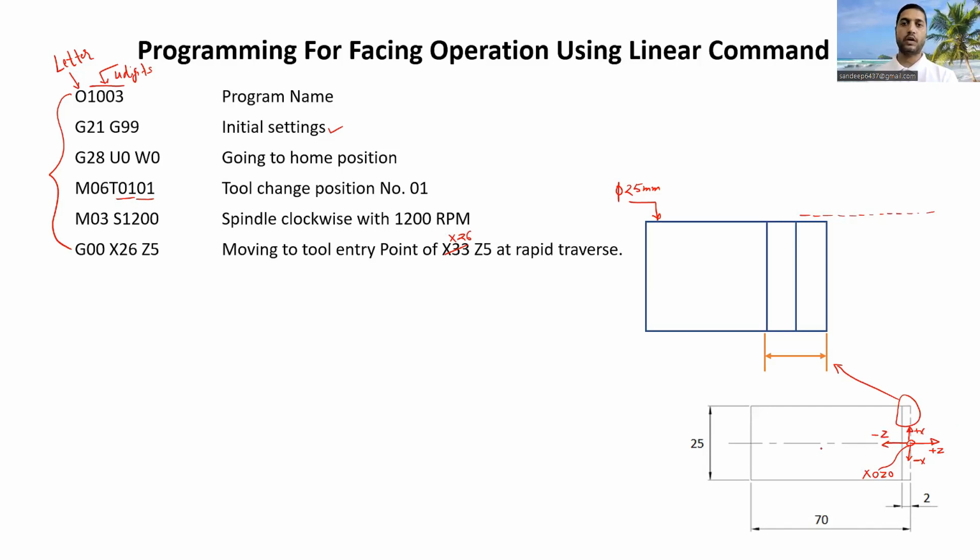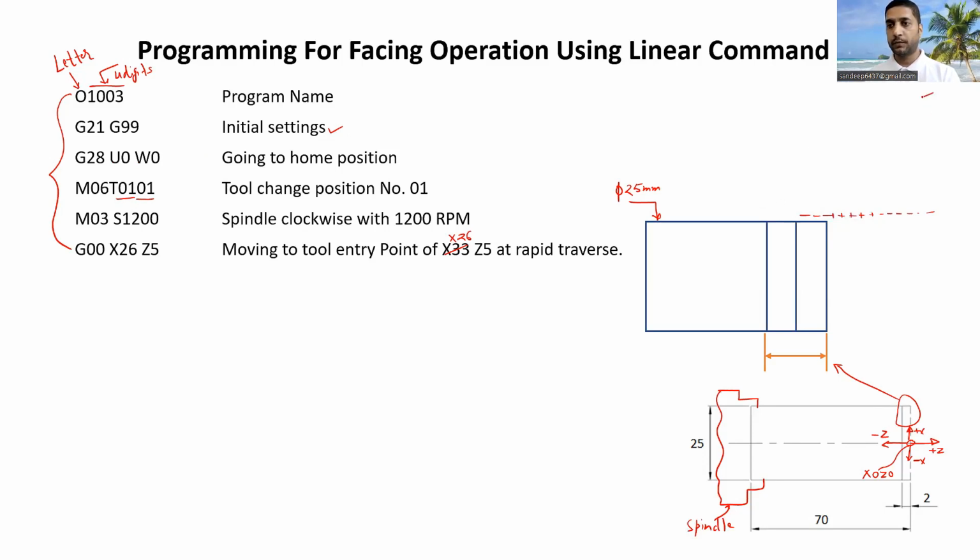If we are moving our cutting tool towards the spindle from this point, this will be our negative Z movement. We already know that this will be our spindle, and this is the axis of the spindle. To locate Z5, we know here Z is 0. Z1 will be here, then 2, 3, 4, and 5. This is Z5.